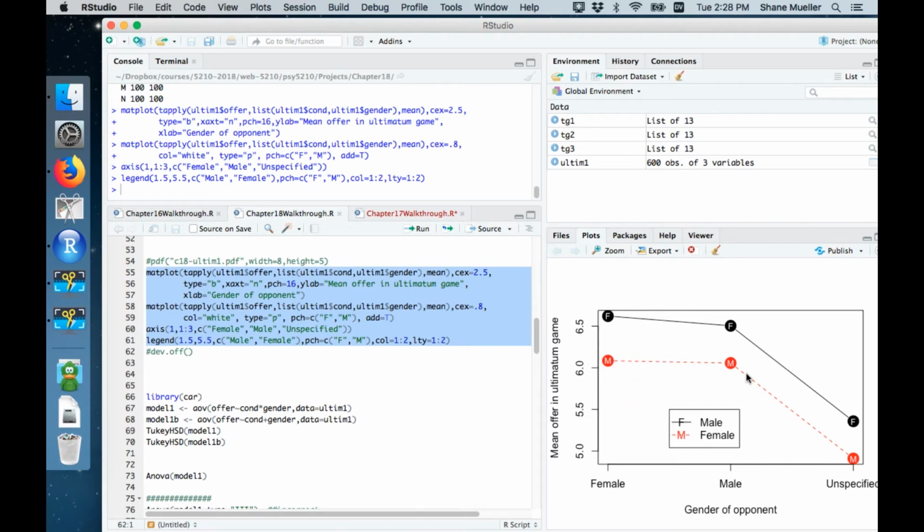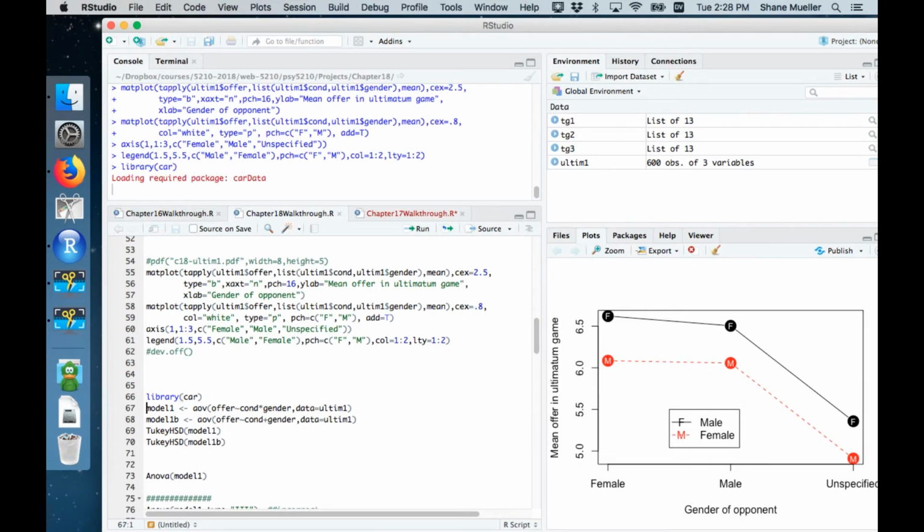And regardless of if your partner is a man or a woman, you give about the same amount. Maybe here people give a little more to women than men, but if you don't know the gender, people give a lot less. So this is just a hypothetical amount, and it looks like, for the most part, there's going to be a main effect of gender and a main effect of the gender of the opponent, but no interaction.